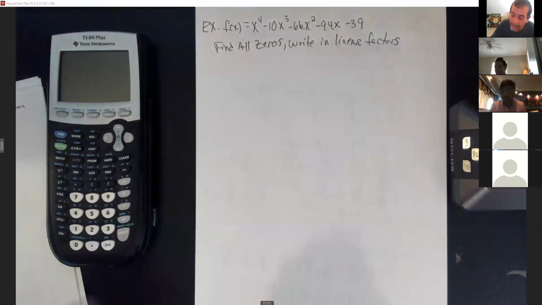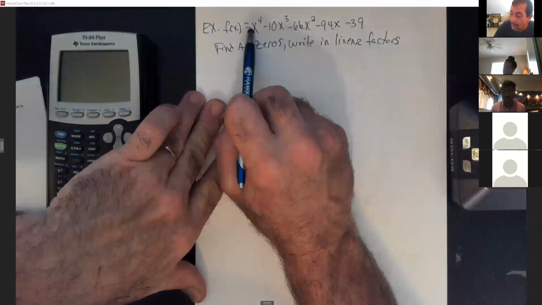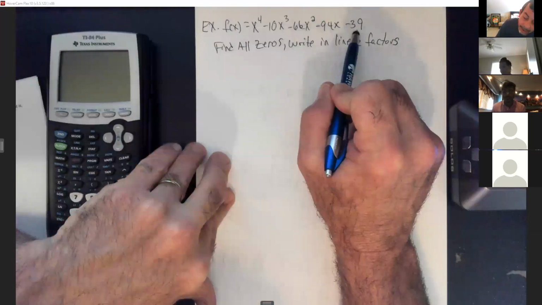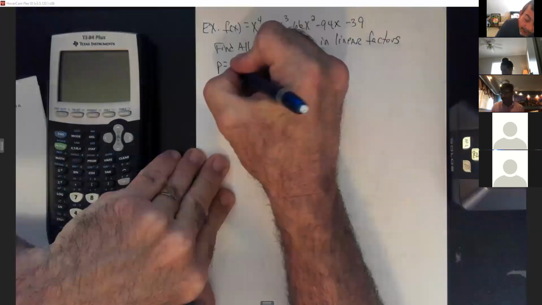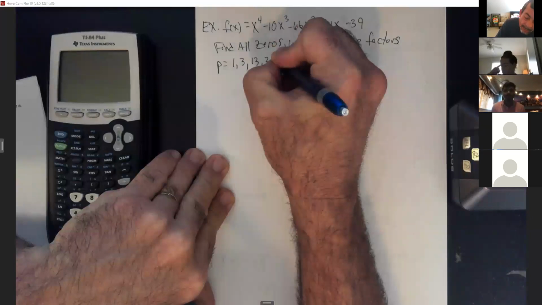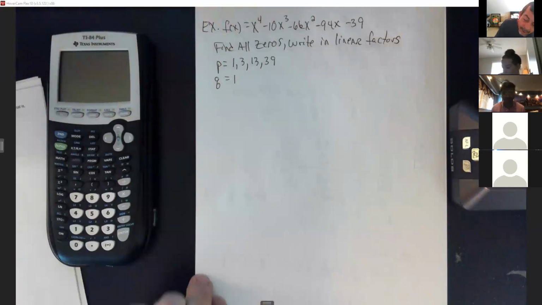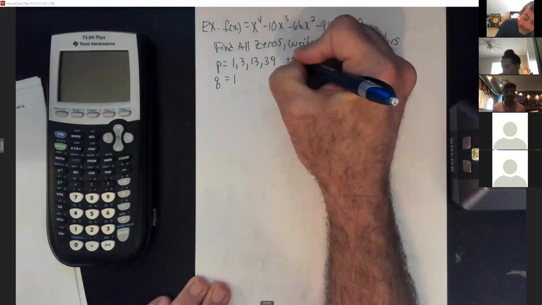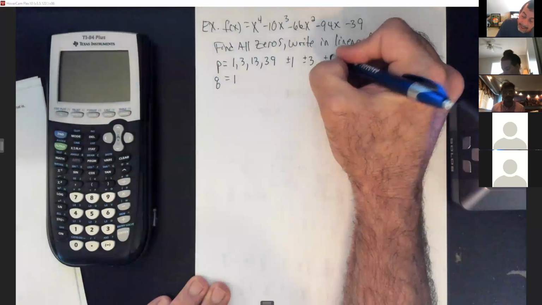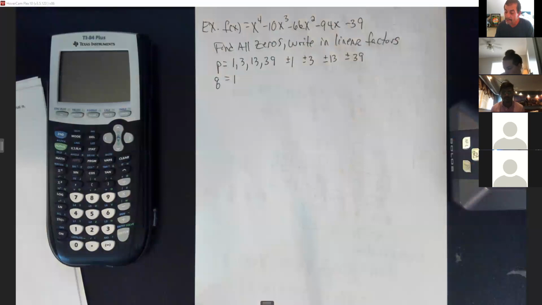Now notice, my first number is a 1, so I'm really not worried about a 1. So all I really need to find is all my factors of that 39. So factors of 39 would be 1, 3, 13, and 39. Because remember, all the Q has is a 1 on the bottom. So the numbers I'll check are positive or minus 1, positive or minus 3, positive or minus 13, positive or minus 39. But y'all, I don't want to have to check 8 numbers.